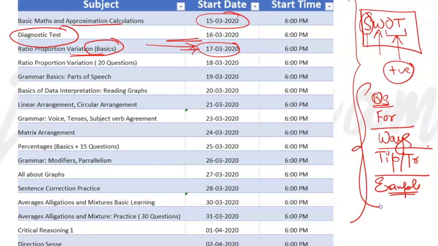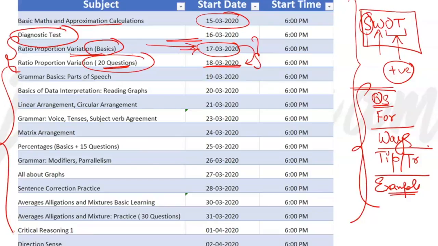Now that you are well aware of what is happening in the chapter of ratio, proportion, variation, I want you to practice 20 questions on this. And these 20 questions are done just on the next day itself. So in these 2 days, after you have done with your basics, after you have done 20 questions, you can be very sure that this chapter of ratio proportion is well under your grasp. Right? So this is the way that I want all of you to make a schedule.